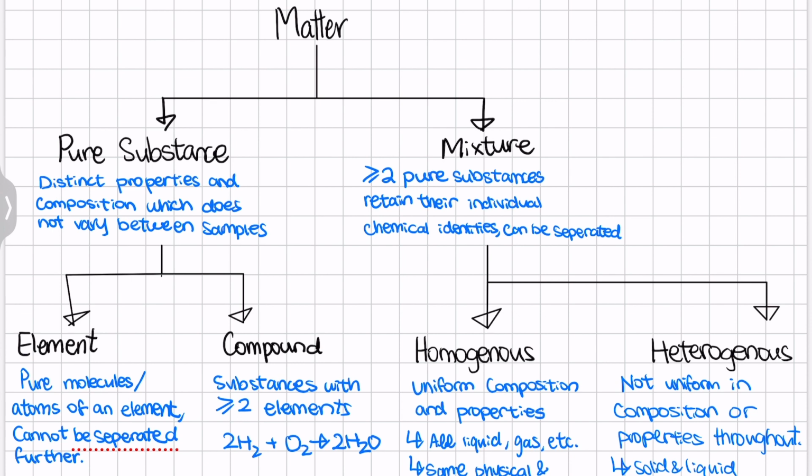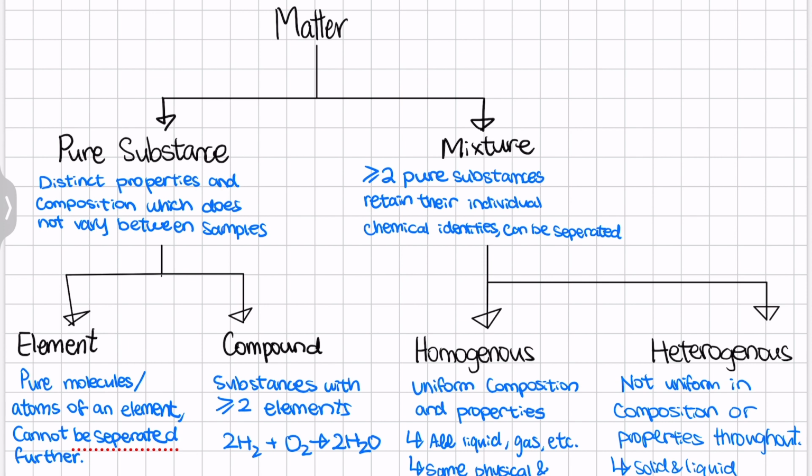Under pure substances, it's distinguished between element and compound. An element is made of pure molecules or atoms of an element that cannot be further separated, such as H2, Cl2, or O2, because they're made of the same atoms. For a compound, these are substances with two or more elements combined together. This can be demonstrated through how H2 and O2 form H2O.